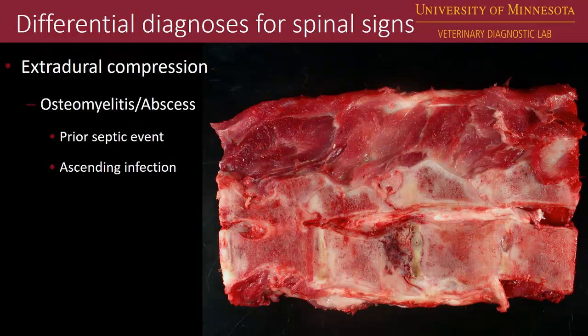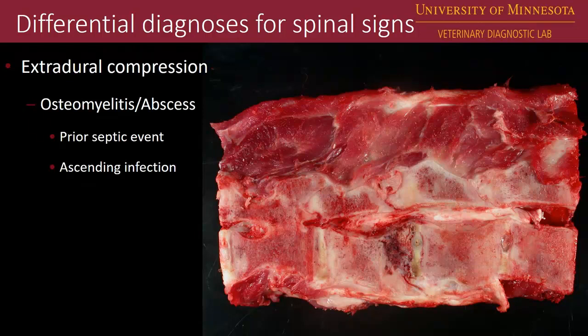Another extradural compression, fairly common cause would be abscess or osteomyelitis. So this image here is showing the vertebral column here. This red area is the vertebral end plate. So there's osteomyelitis, and then there's necrotic material that's pushing up into the spinal canal, and that's compressing this spinal cord, and depending on where it's at, would give you that answer.